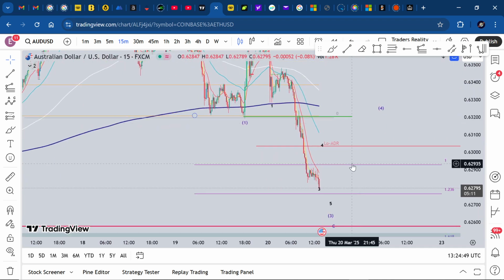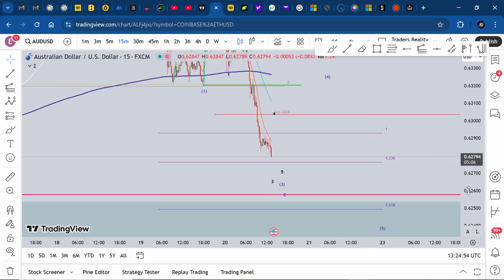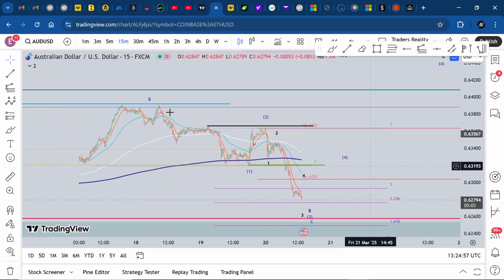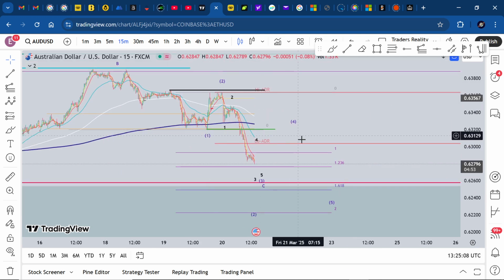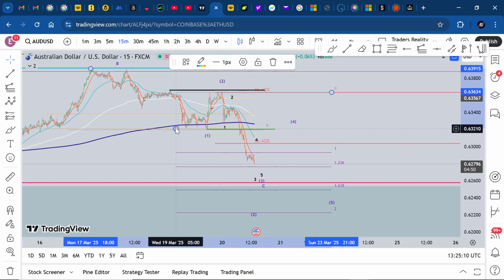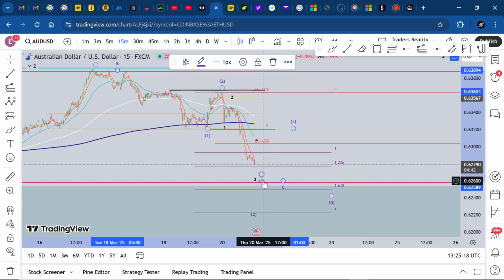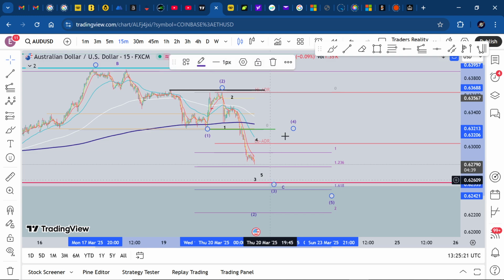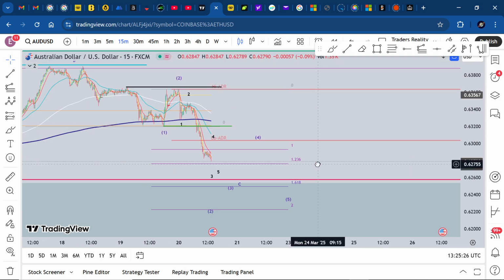AUDUSD, we do not want to see the 1618 hit because I've measured that from the potential 1, 2. So one over here. If we hit the 1618, that increases the probabilities that we've got a third wave in purple here. Then we'd be looking for a 4 and a 5.